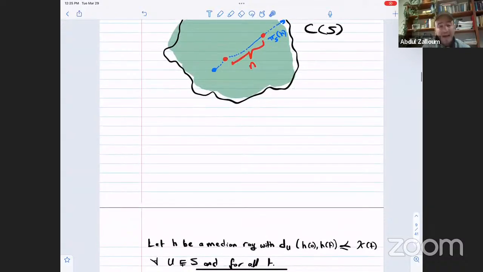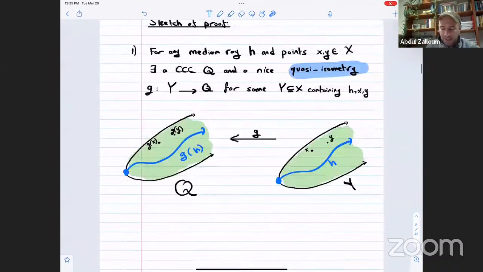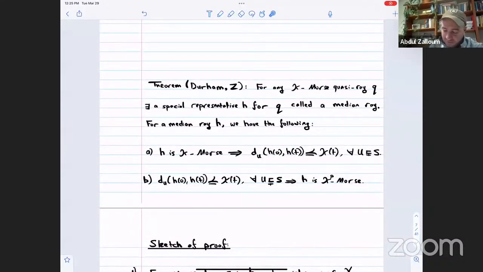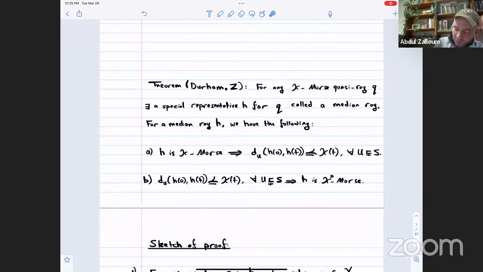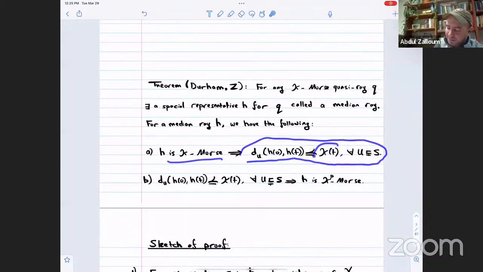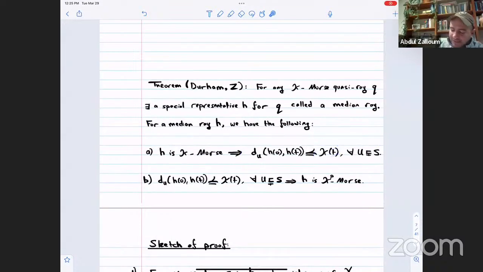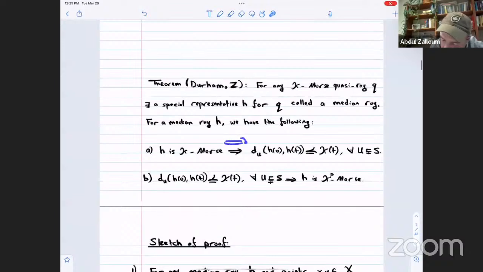All right. And now let's go back to what we were trying to do. So again, what was the statement we started proving? I wanted to prove this statement, right? That if I'm kappa Morse, then the distance in each hyperbolic space is bound above by kappa. And if the distance in each hyperbolic space is bound above by kappa, then H has to be kappa to the P Morse.